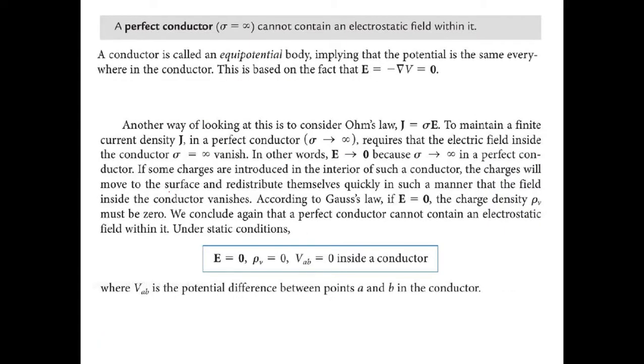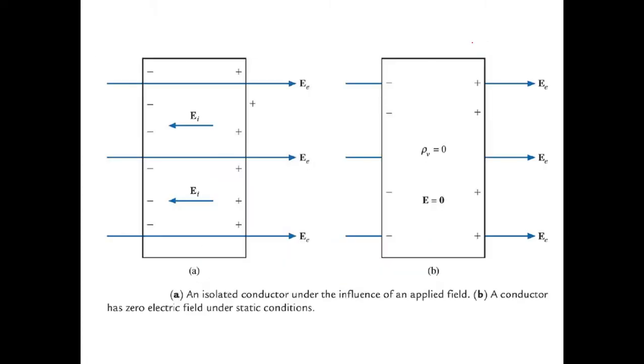Yes. So a perfect conductor, the conductivity has to be infinity, and it cannot contain an electric field within it. So as we have seen here, for a conductor, the electric field should be zero inside the conductor, and the conductivity sigma should be infinity, right?